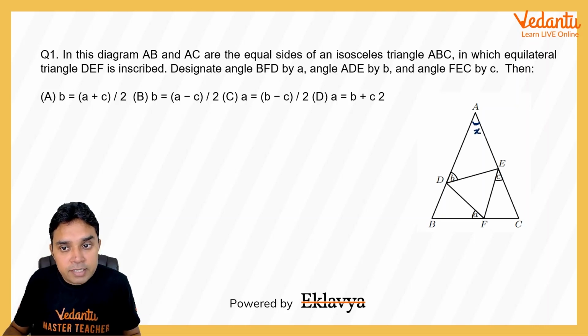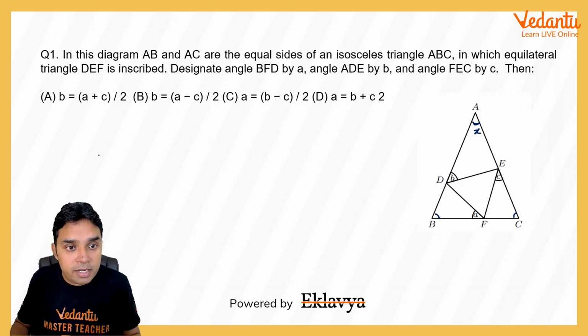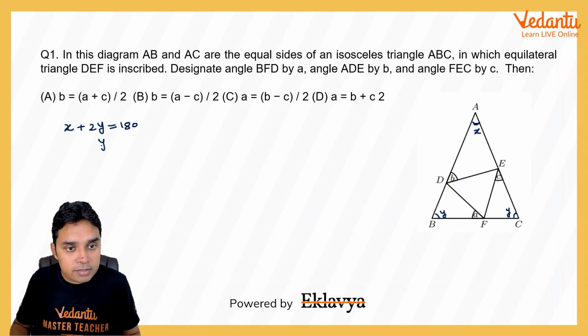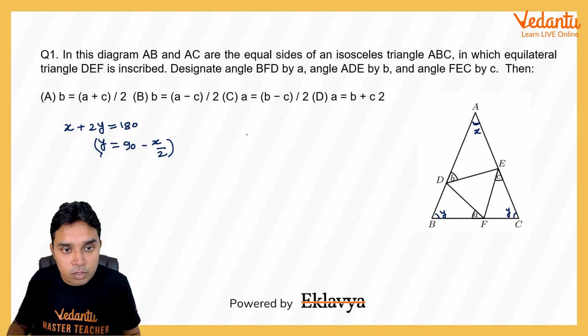Please understand, because these two angles at B and C should be the same and their angle sum should be equal to 180, that means X plus, let me call this Y, then this will also be equal to Y. So X plus 2Y has to be equal to 180 degrees. So we can write this Y only in terms of X, which will be equal to 90 minus X by 2. Now in other triangles we can use the angle sum property of a triangle, like in the triangle BDF.